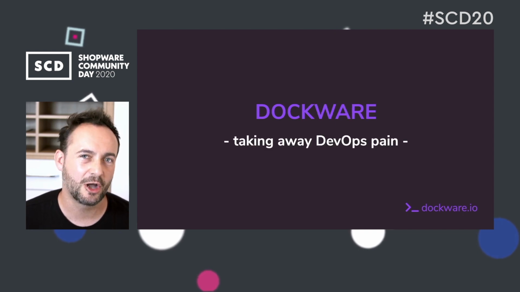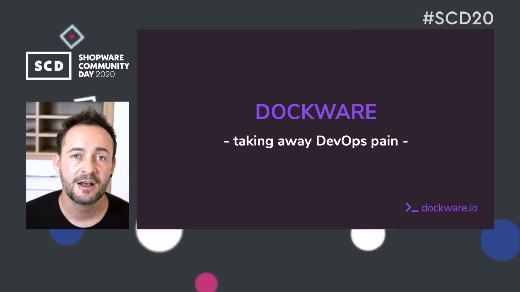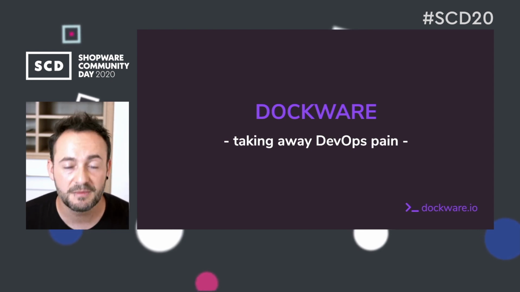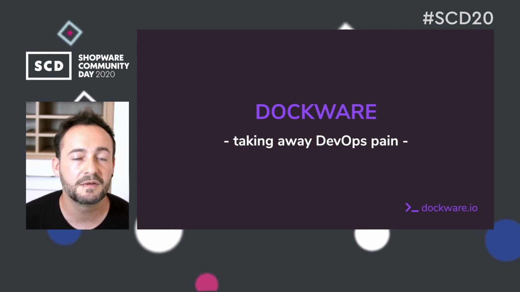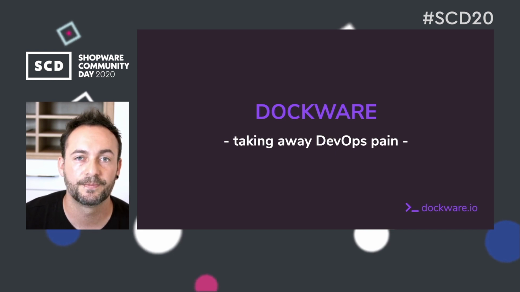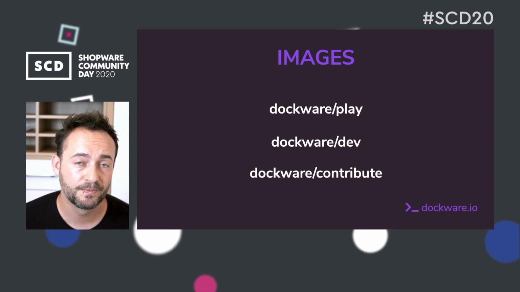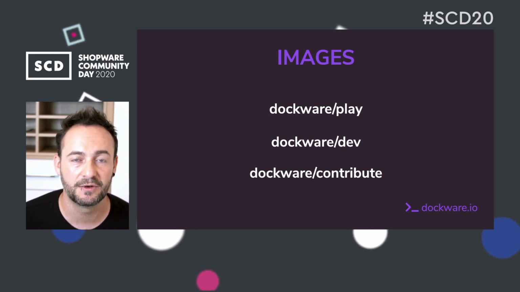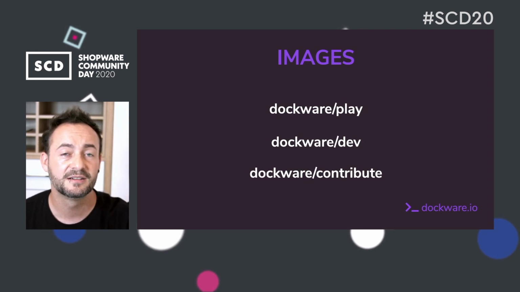So what is Dockware? Dockware basically focuses on taking away all that DevOps complexity from you. It is pretty well documented, and it tries to think of everything that you just don't need to think of if you just want to start a Shopware 6 shop. It comes with 3 different images. There's Dockware Play, if you just want to test or explore any Shopware 6 version. You don't even need to be a developer for it. And the best thing is, it starts in just about 5 seconds.